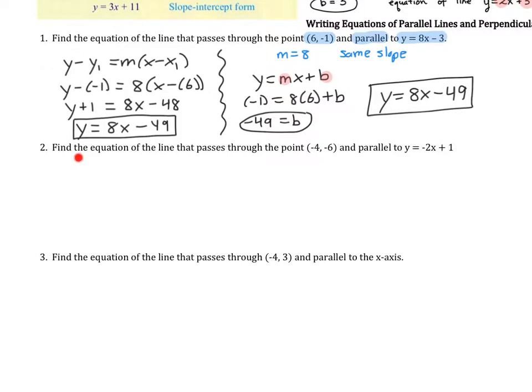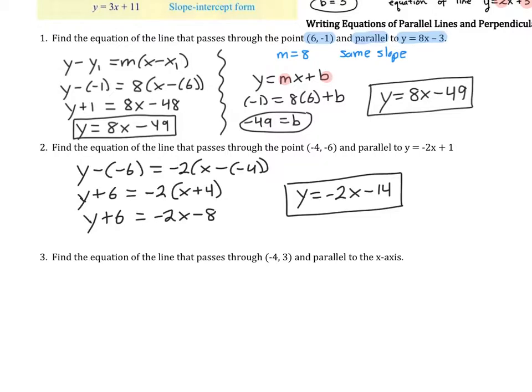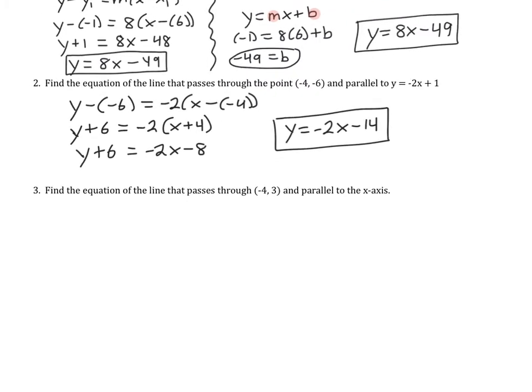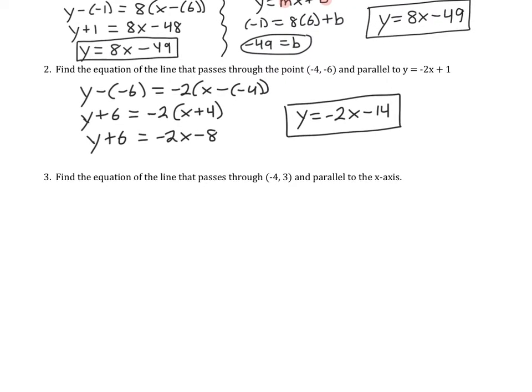So at this point, please pause the video and see if you can give this example a try. We'll check our answer in just a few seconds. Okay, go ahead and check your work. I used point slope formula, so y minus y1 equals m, so it should have the same slope as this line, times x minus x1. And then I got y equals -2x minus 14. If you use the slope-intercept form to find this equation, you should get the same answer.